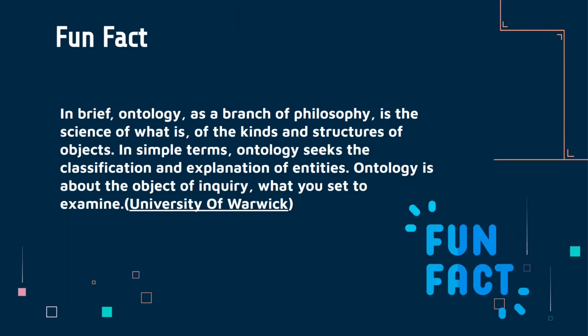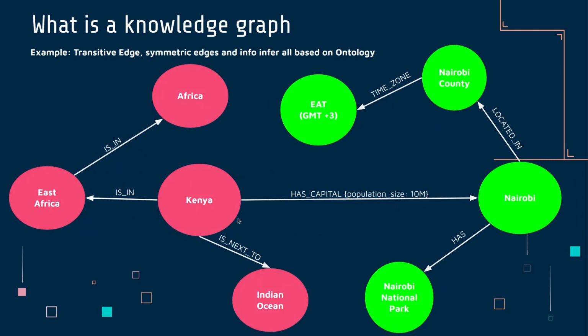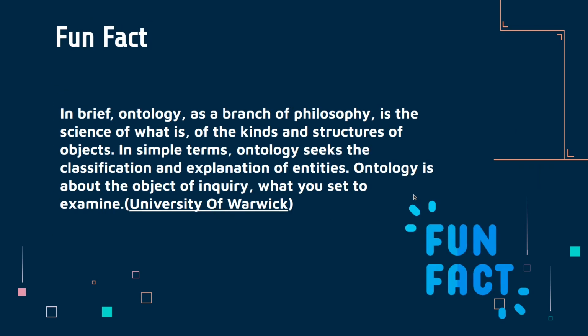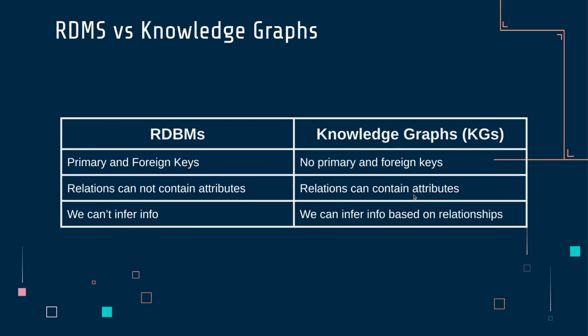So let's go back here and let me explain what I mean. You can see right here we have relations between these nodes, and they have properties. This relation has capital, and we have a property called population size. In relational databases, we don't have that. We just have primary keys and foreign keys that are related with each other, so they don't have any properties on those relationships.